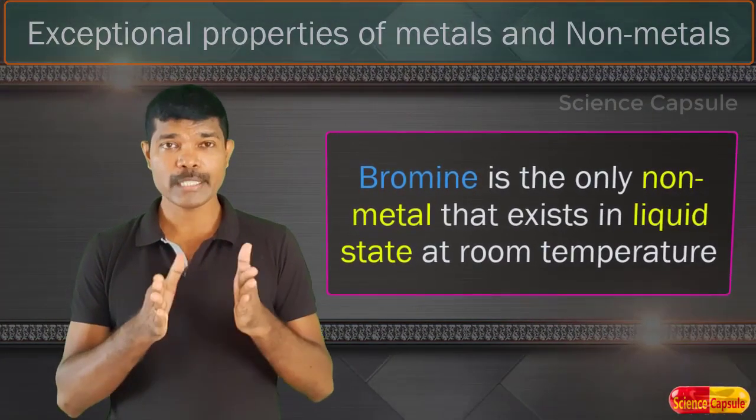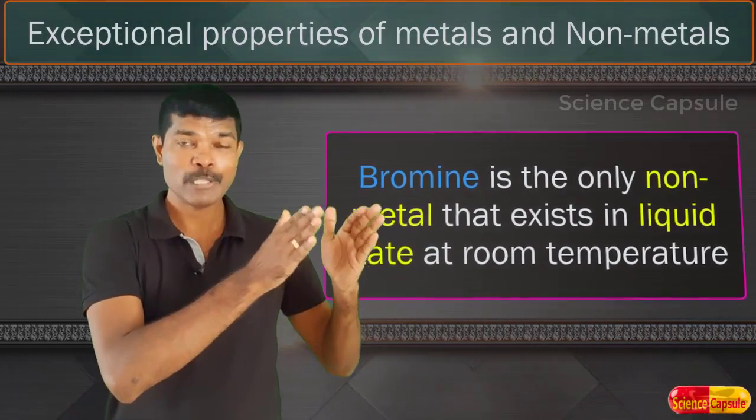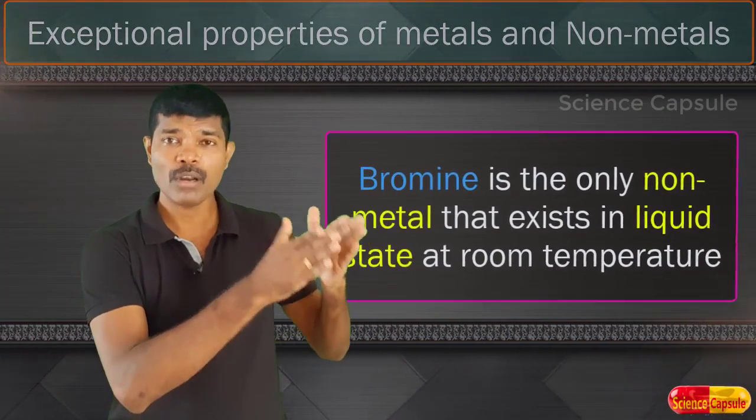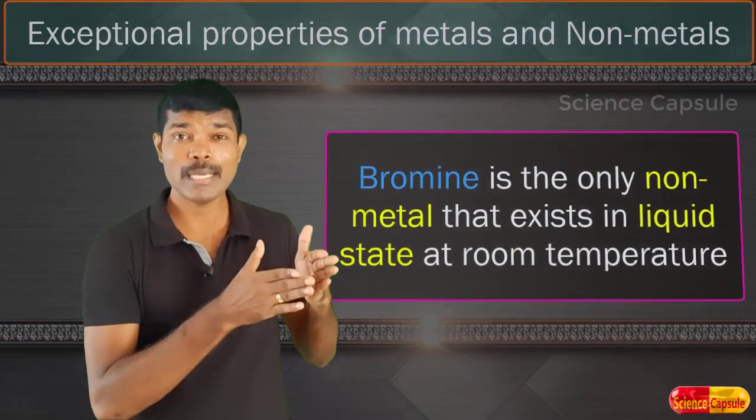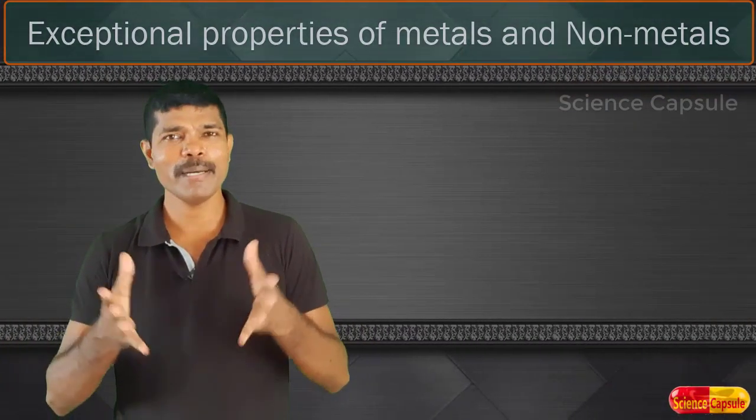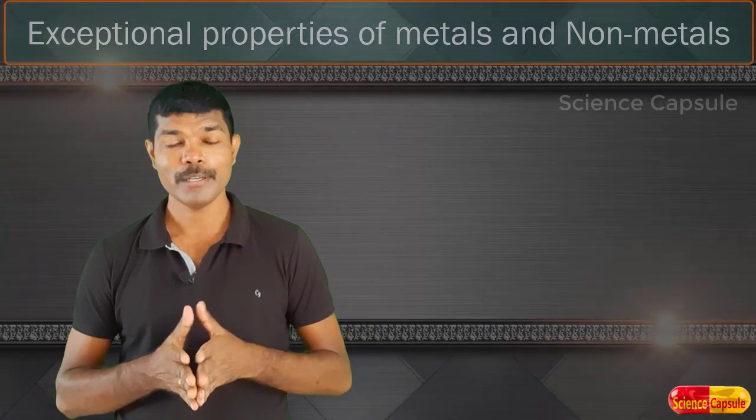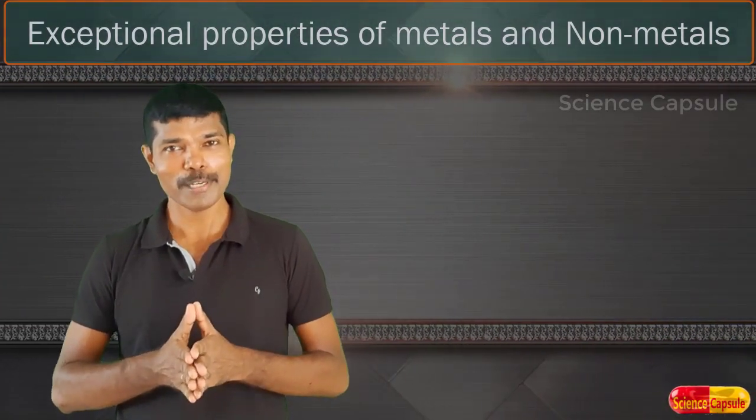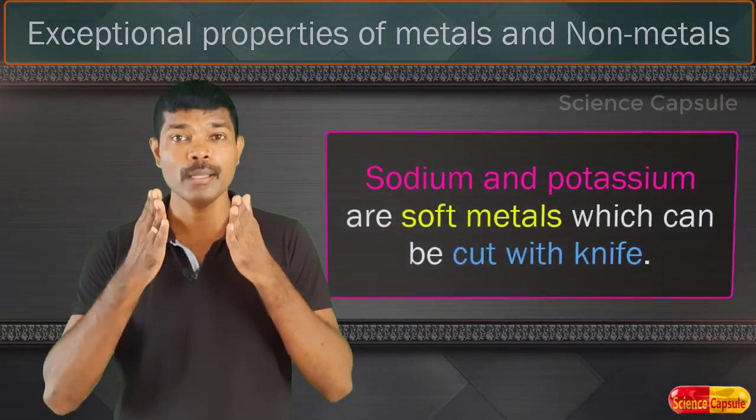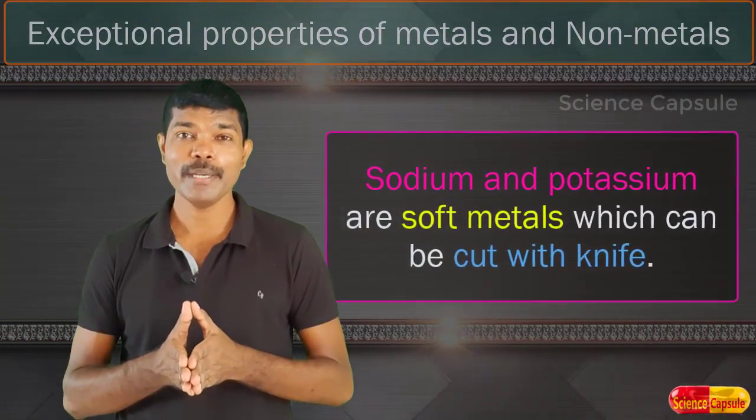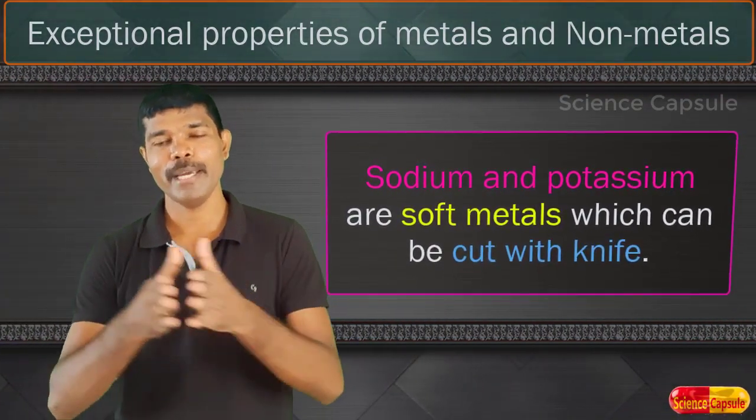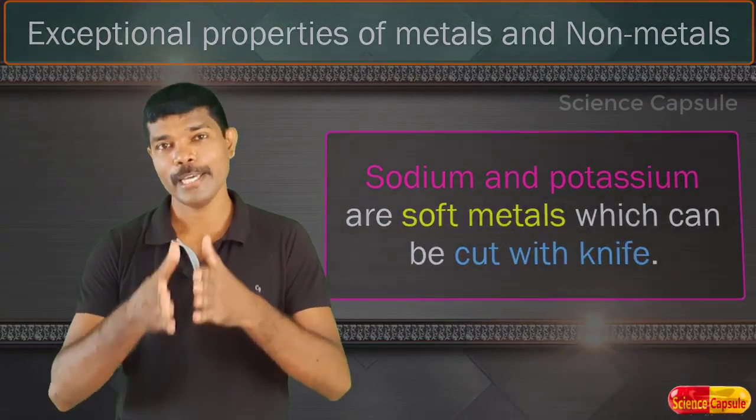So these are the two exceptions on the basis of state in case of metals and non-metals. Bromine is a non-metal which exists in liquid state. Mercury is a metal which exists in liquid state. Got it? We have seen that all the metals are hard in nature, but it is not true for all metals. There are metals which are very soft in nature. Sodium and potassium are metals which can be cut even with a knife. Such soft metals are sodium and potassium. So this is an exception here.